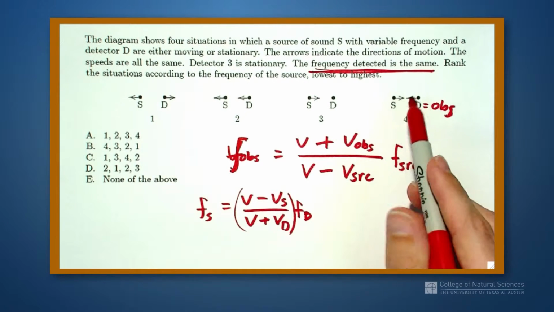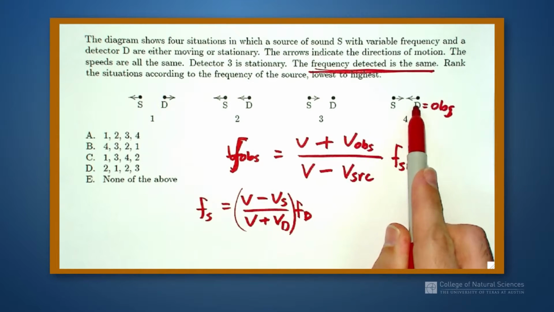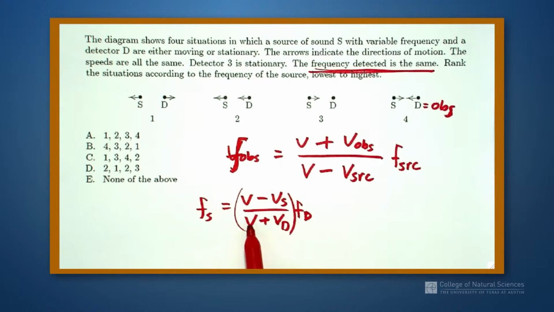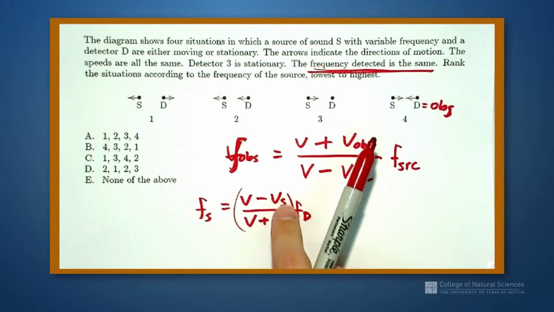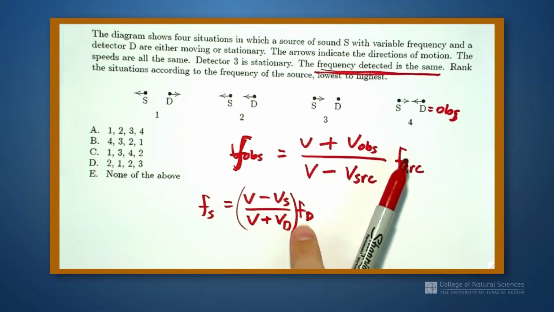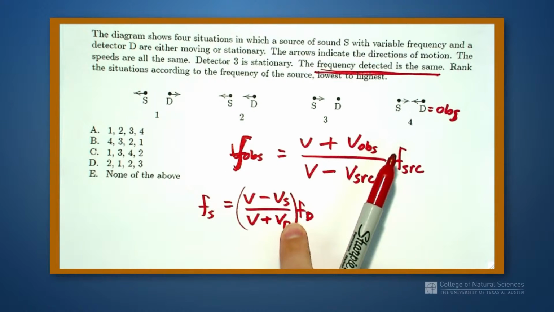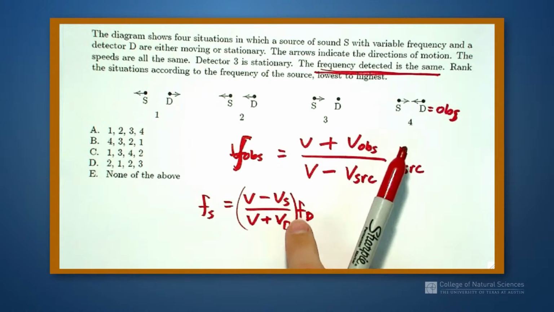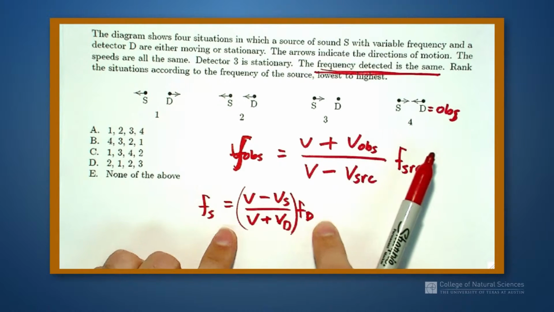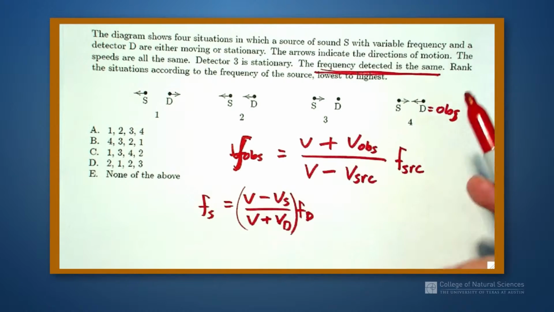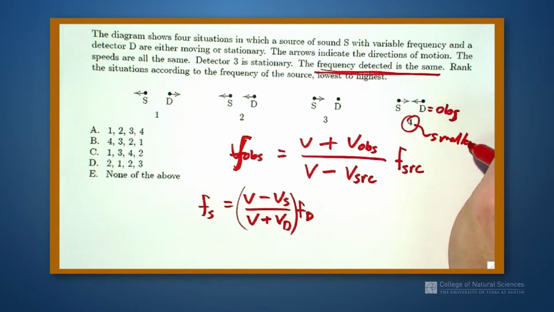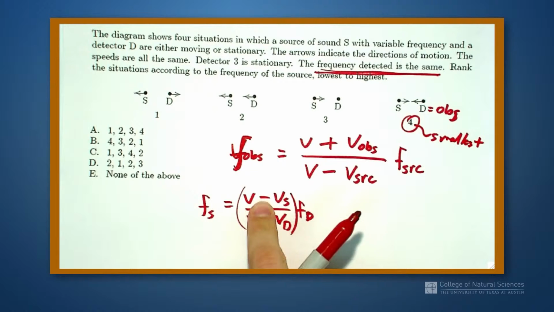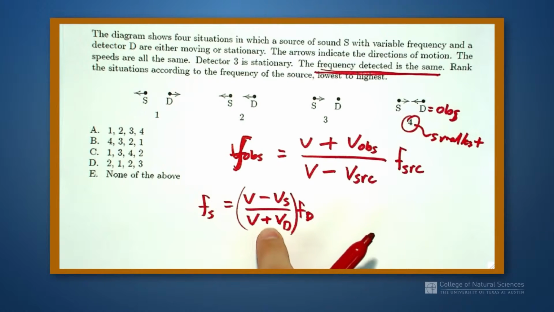So in this case, the source and the detector are moving towards each other. So I have velocity minus a positive value, so this is a shorter value, divided by the velocity plus a large value, so that's going to be a larger value. So this case 4 is going to be my smallest. I have a small number divided by a large number.